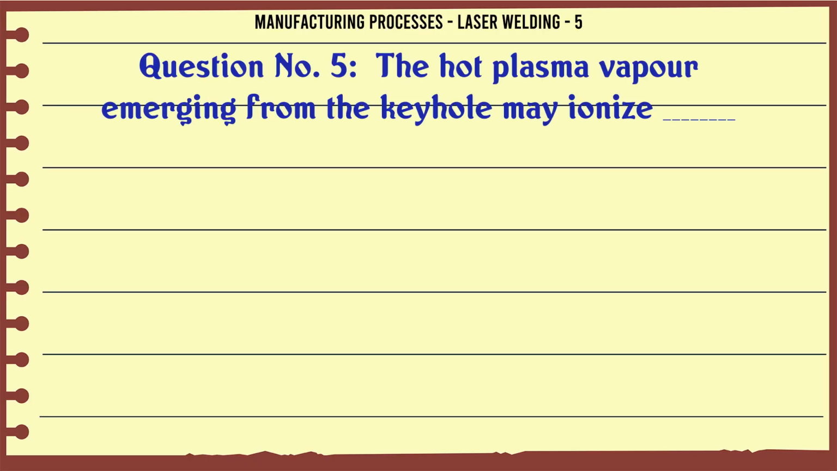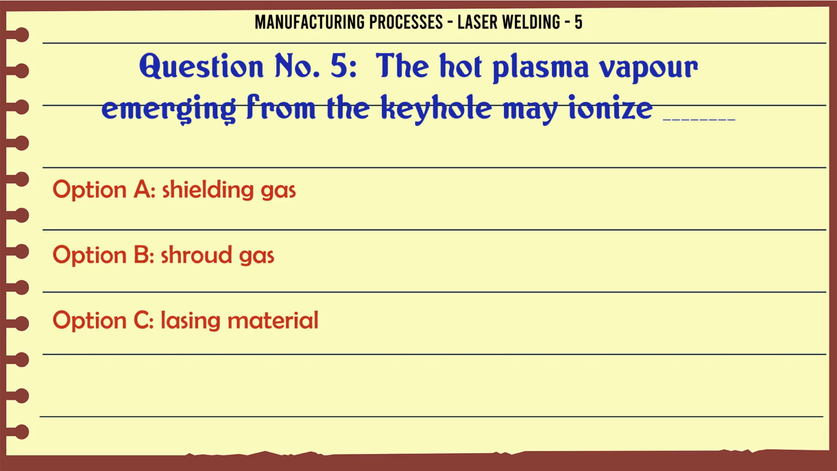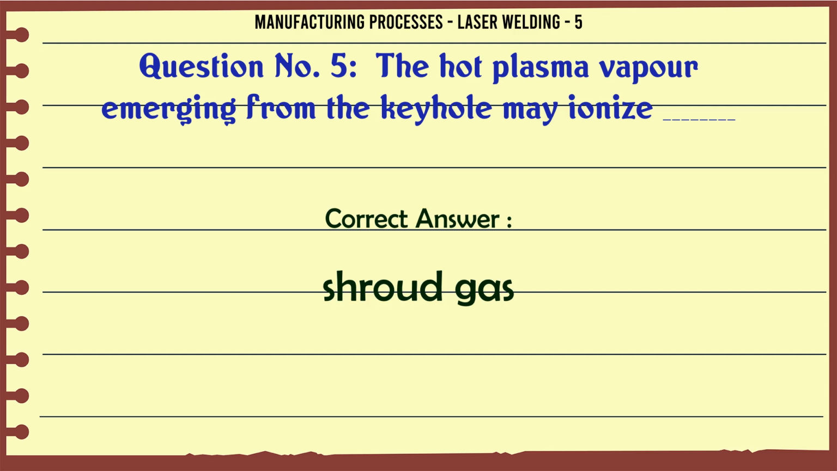The hot plasma vapor emerging from the keyhole may ionize: A. Shielding gas. B. Shroud gas. C. Lasing material. D. Workpiece material. The correct answer is shroud gas.